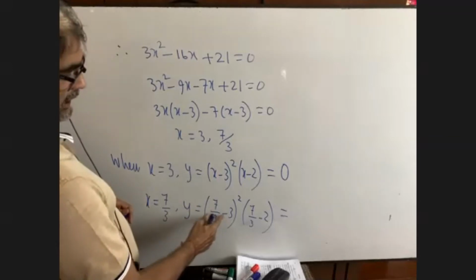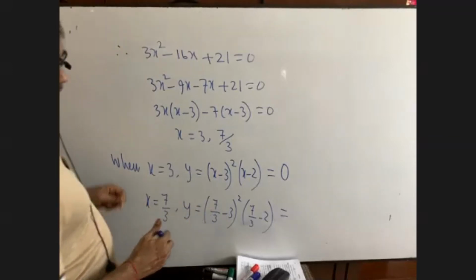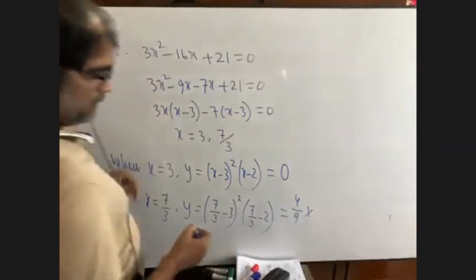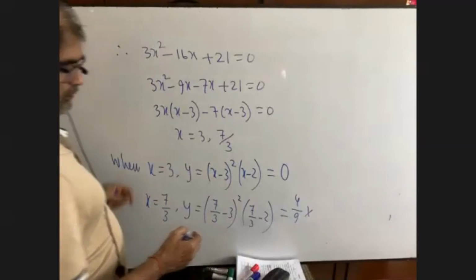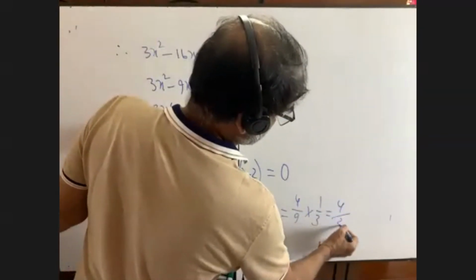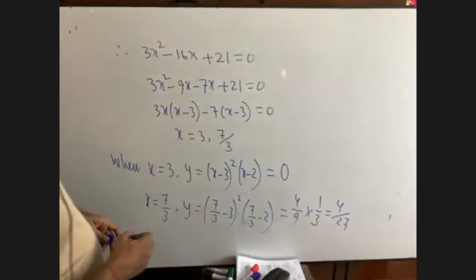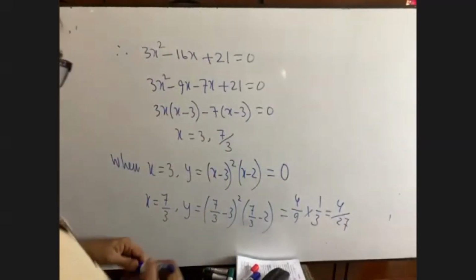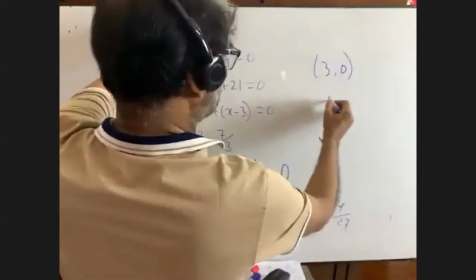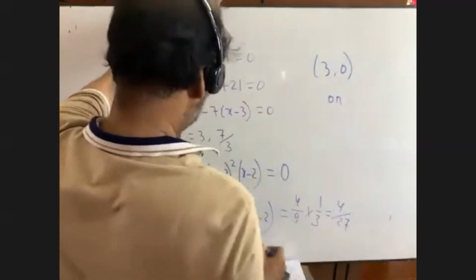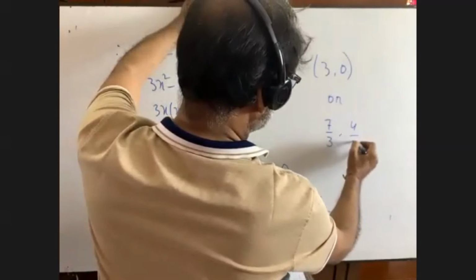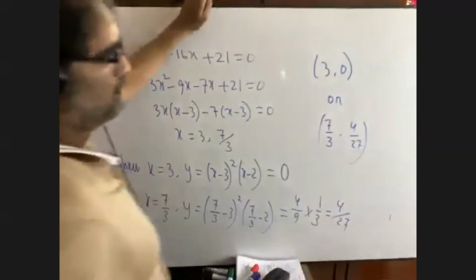7 minus 9, 7 minus the minus 2, so 4 by 9 into 7 minus 6, 1 by 3, 4 by 27. So we are getting the point of intersection as (3, 0) or (7 by 3, 4 by 27). You please see.